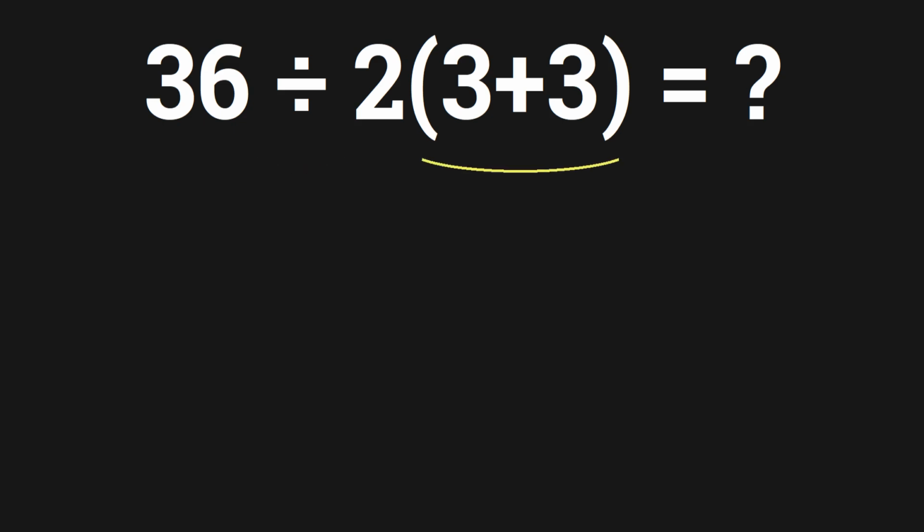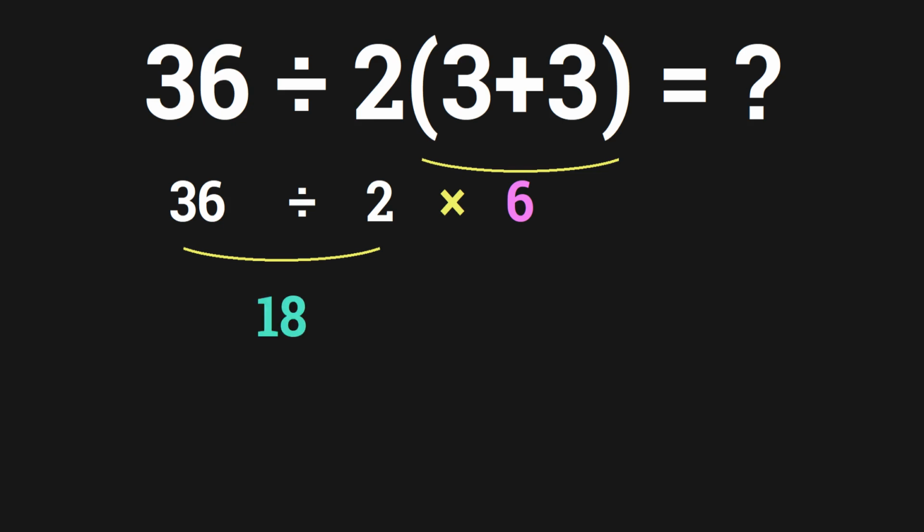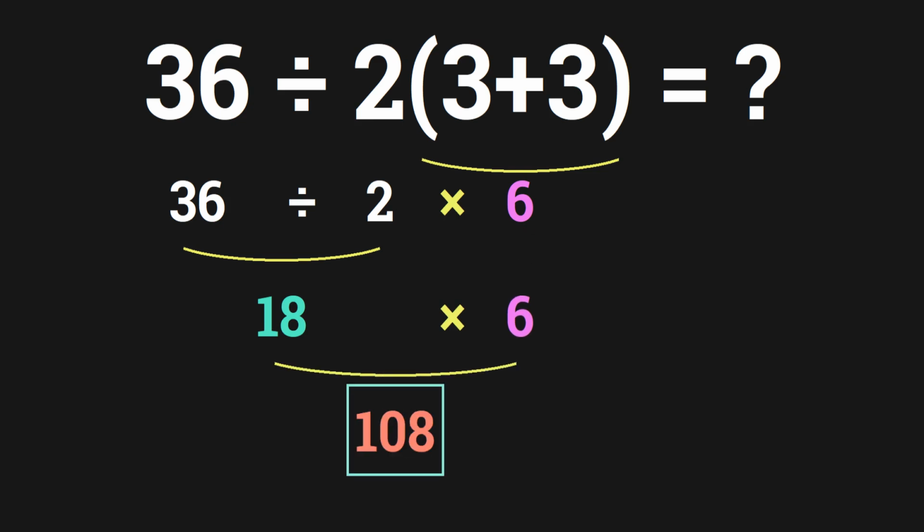So first this parentheses. Inside this parentheses we have 3 plus 3, which equals 6. So 36 divided by 2 times 6. Now we have one division and one multiplication. So we have 36 divided by 2, which equals 18, times 6, which equals 108. And this is our final answer to this problem.